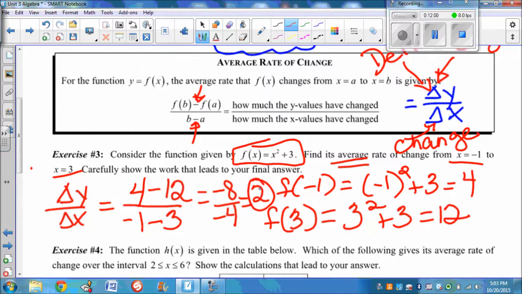Okay? We'll take a look at this later on, what this means graphically. Right now we're just calculating some numbers, finding that rate of change. Okay? We don't have what it looks like graphically right at the moment.